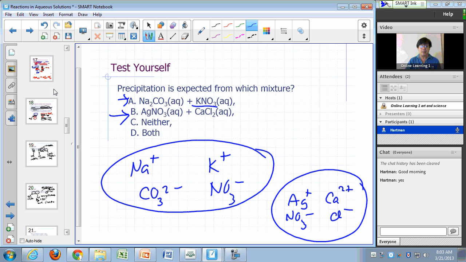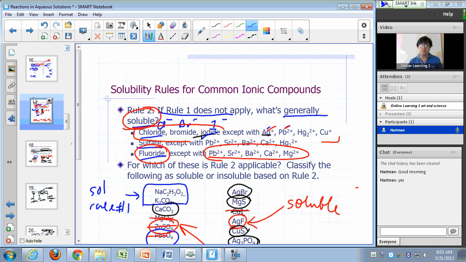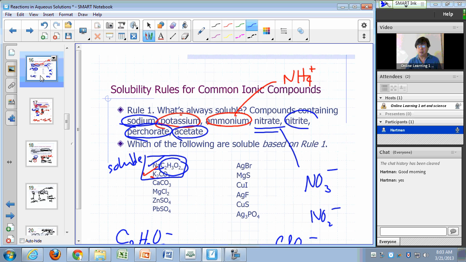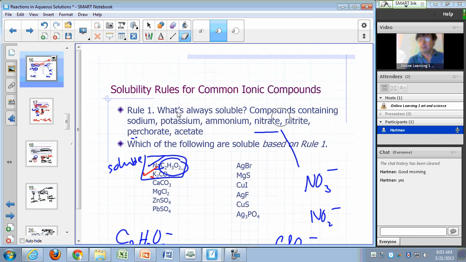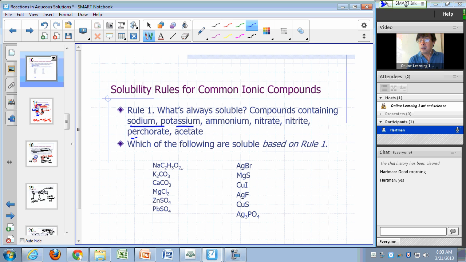Okay, let's see. Go back to our solubility rules. Rule number 1. Anything that has sodium, potassium, ammonium, nitrate, nitrite, perchlorate, and acetate. All of those compounds that have any of those ions would generally be soluble.